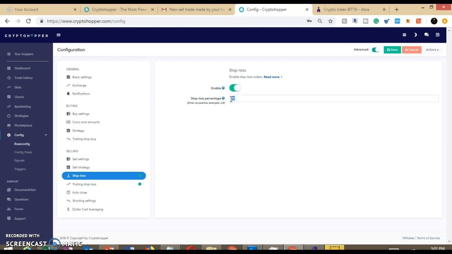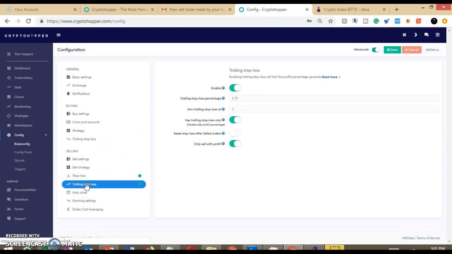So I have it set, which is, I'll say, pretty moderate, 10%. Again, these are not big trades, but maybe if you had a lot more invested, then maybe you take this down to 5% to minimize your risk. So what I'm using in order to lock in my profits is a trailing stop loss. Enabling a trailing stop loss will trail the profit percentage upwards. So this is going to allow me to earn the maximum amount of money on a trade.